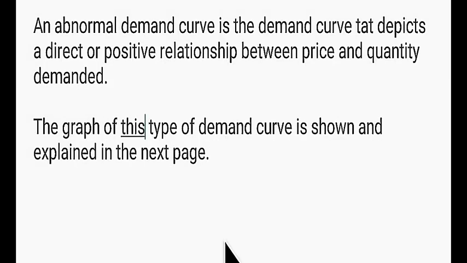Now, let us explain the meaning of abnormal demand curve. An abnormal demand curve is the demand curve that depicts a direct or positive relationship between price and the quantity demanded. The graph of this type of demand curve is shown and explained on the next page.